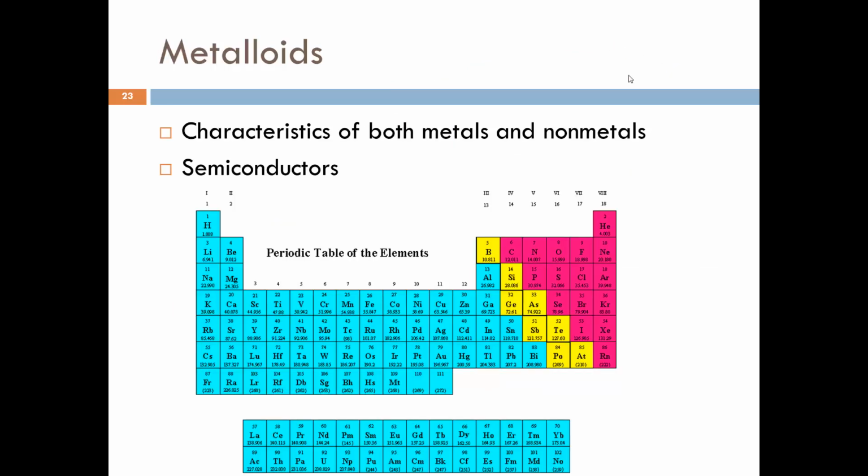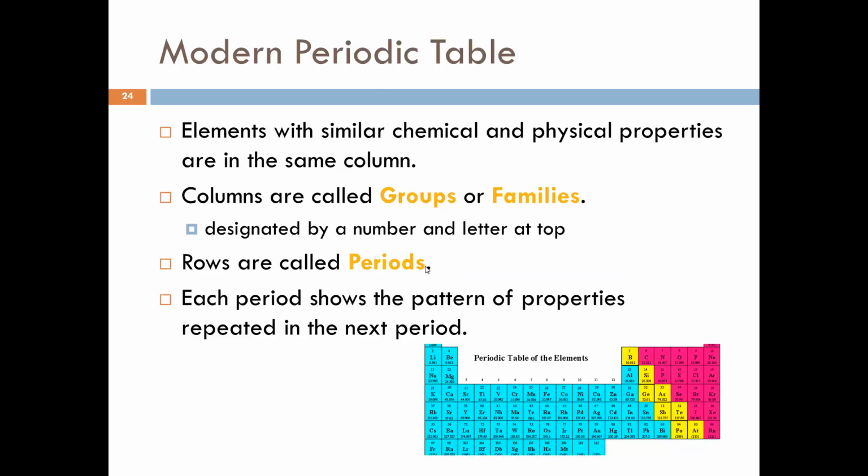And they have characteristics of both metals and nonmetals. They're also called semiconductors. So the elements with similar chemical and physical properties are in the same column, meaning they're up and down. These columns are called groups or families. They're designated by the number on top, so that's why you have a 3, 4, 5, 6 up here.